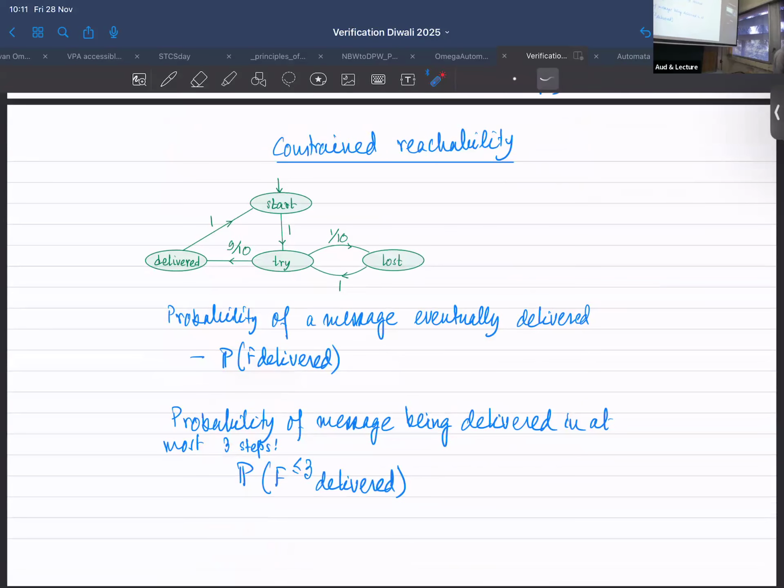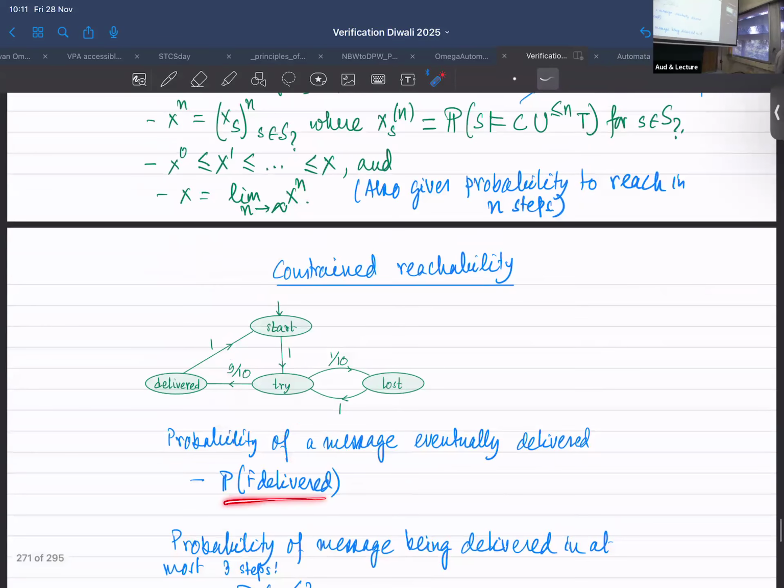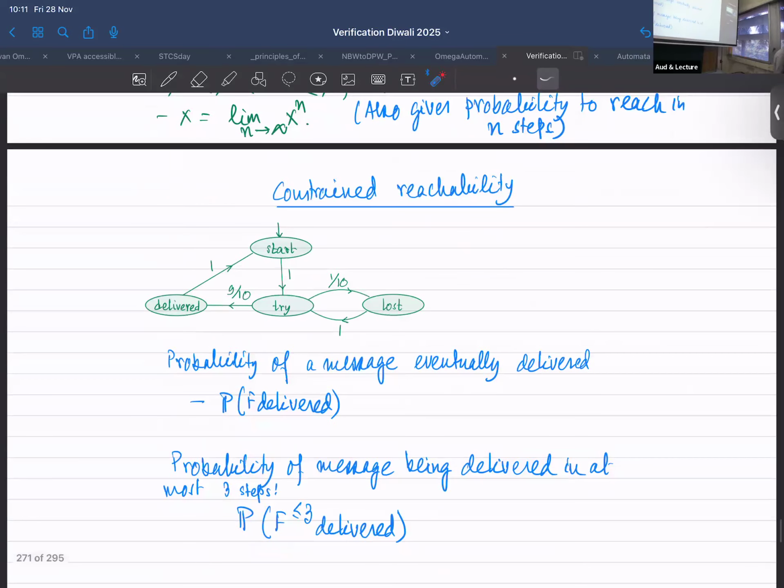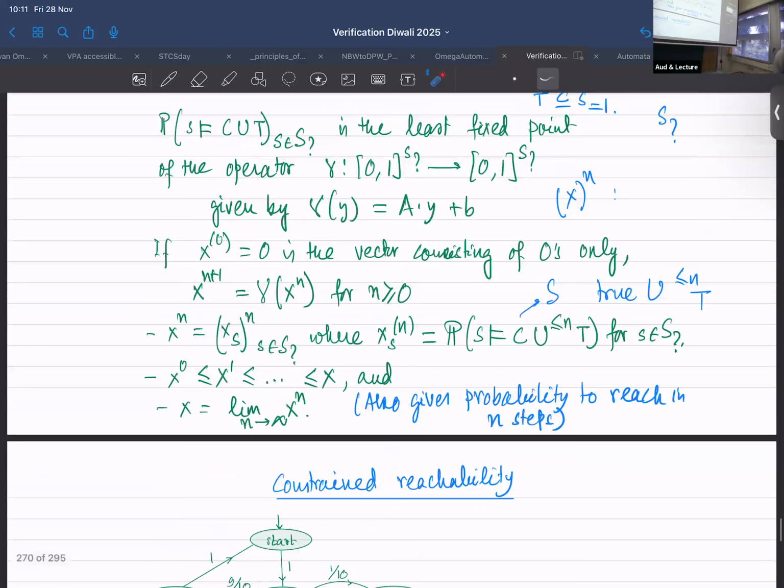So you can ask such questions then, what is the probability that it will be eventually delivered? So it will be like limit n tends to infinity xn. Then what is the probability that the message is delivered in at most 3 steps? You can ask such questions, and this will be like you just start with that 0 and then multiply. You will get this information, like in at most these many steps.